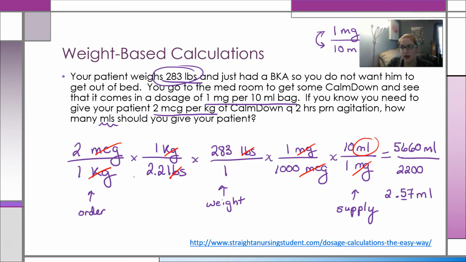Obviously, we don't want to write that all out. So let's round it to the first place. Just as a reminder, you round up if the next digit is 5 or higher, or you leave it as is and just drop off that next number if it's below 5. Since 7 is larger than 5, you would have 2.6 milliliters. We would round up that 5 to a 6. Boom. Okay. So you are giving our patient 2.6 milliliters every 2 hours per agitation.